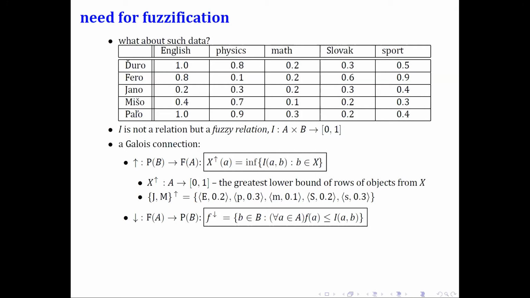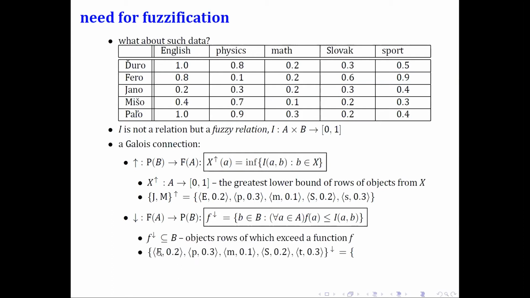Upper arrow or up or down arrow, we have some prescription, it means some condition. For example, English must be known to the grade 0.2 and so on. And we can see that Duro fulfills this prescription because he is better in English than 0.2. He is better in physics than 0.3 and so on. So it means that Duro will be in the result.